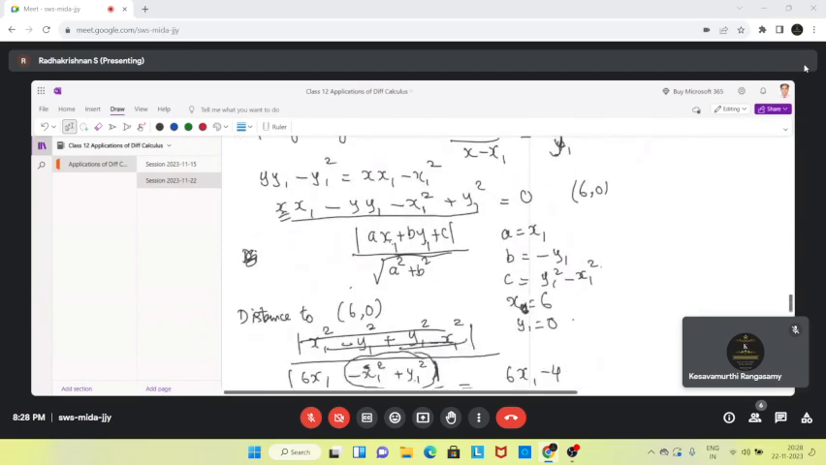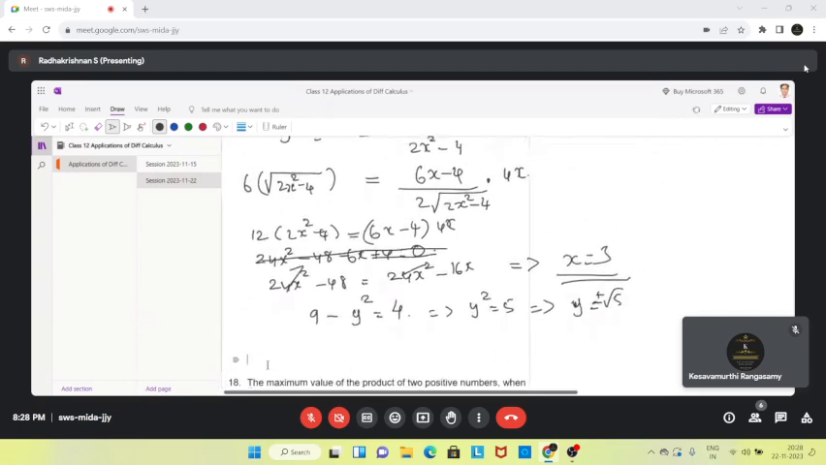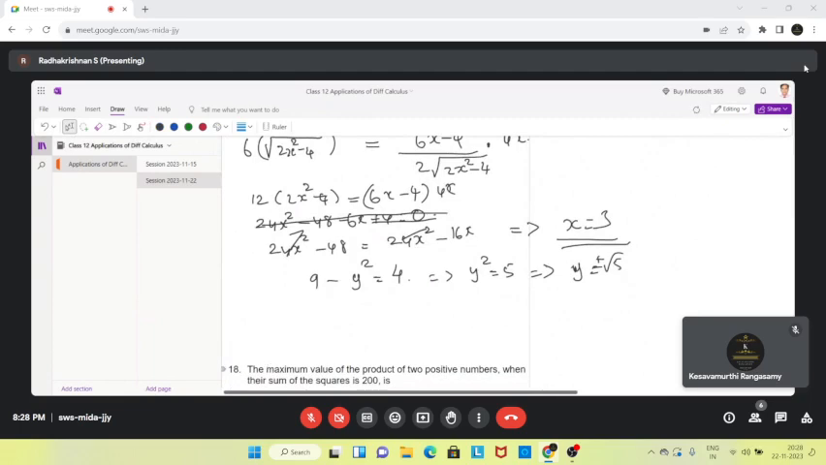x square minus y square equal to 4. So that means y square equal to 5, which means y equal to plus or minus square root of 5. So the minimum distance occurs at the point 3 comma root 5, and at 3 comma minus root 5.